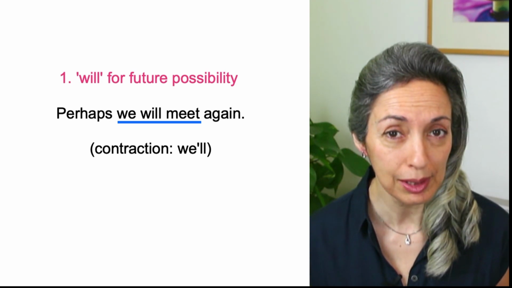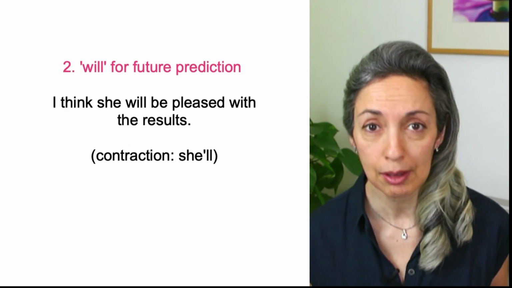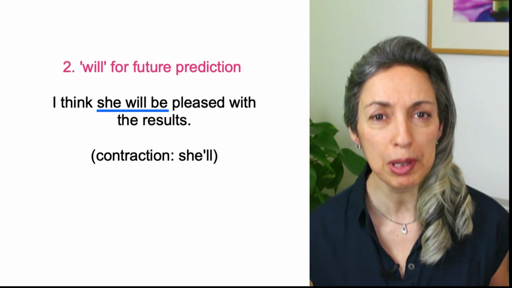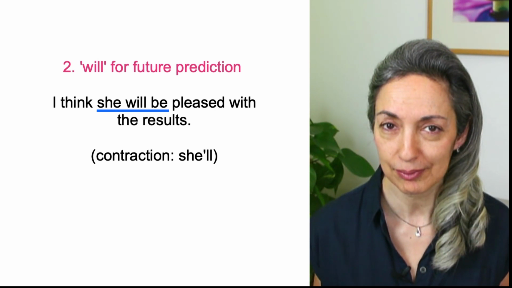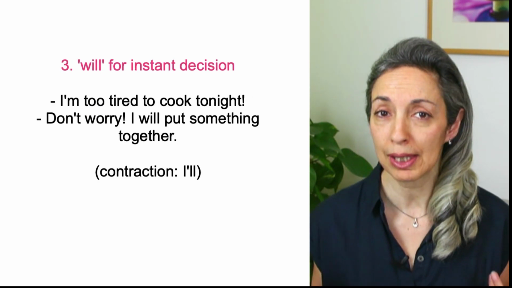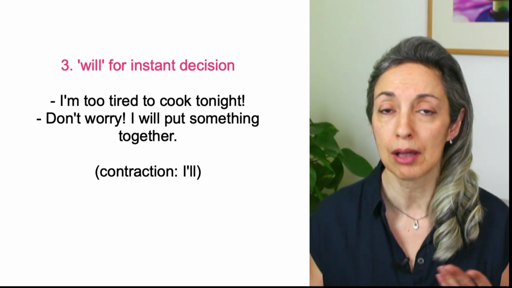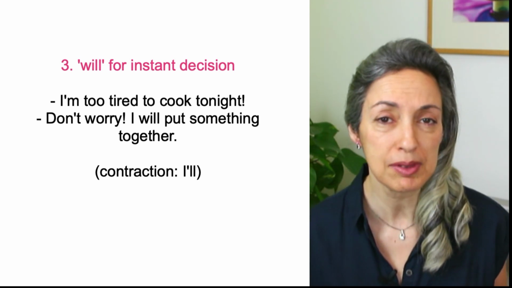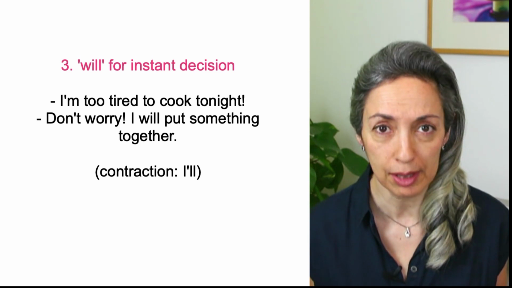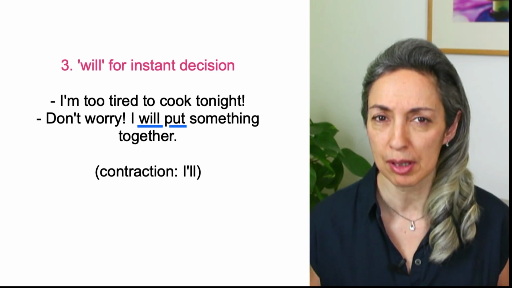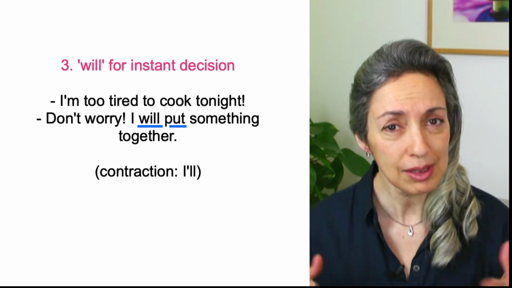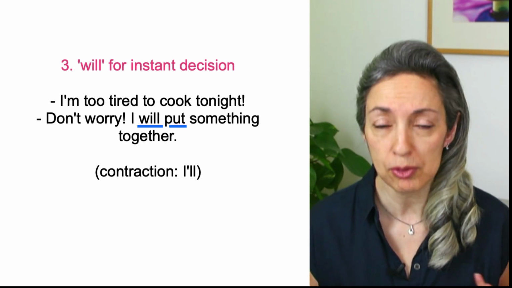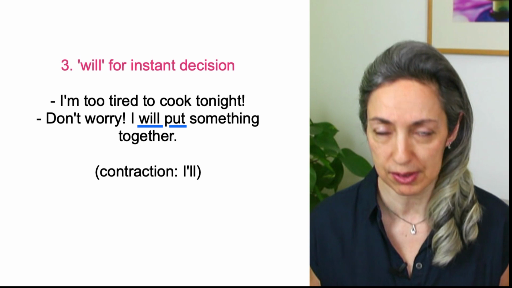The second use of will is for future prediction. For example, I think she'll be pleased with the results. The third use of will is for making an instant decision, usually in a dialogue. For example, someone says, I'm too tired to cook tonight. Don't worry, I'll put something together. Notice that again, the contraction is the most appropriate in a conversation.